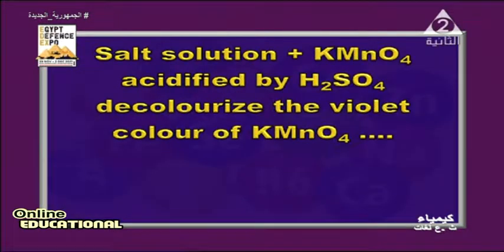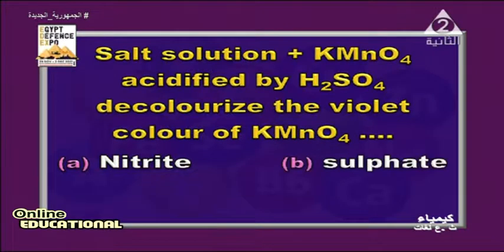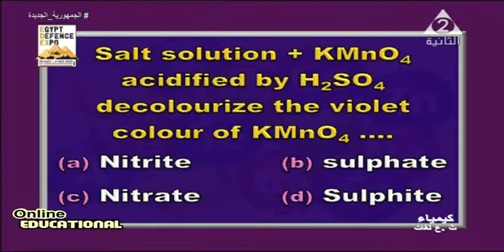Salt solution plus potassium permanganate acidified by sulfuric acid, the violet color is decolorized. Here the radical is nitrite or sulfate or nitrate or sulfite. If you think about it, yes, the answer here is nitrite. Next one.